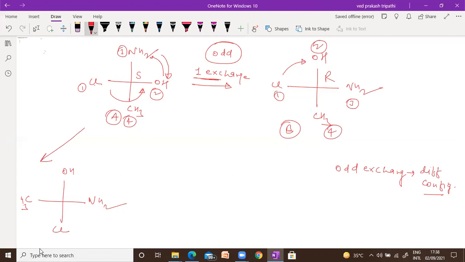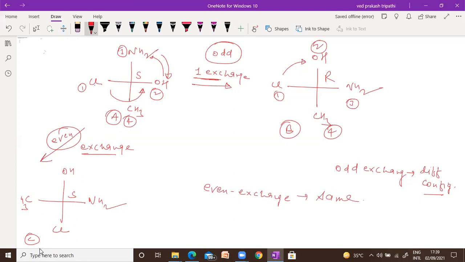And you can find the configuration of this one as well. Suppose this is C. It will also be S. The reason is that this is even exchange. So whenever you have even exchange, you will get the same configuration.